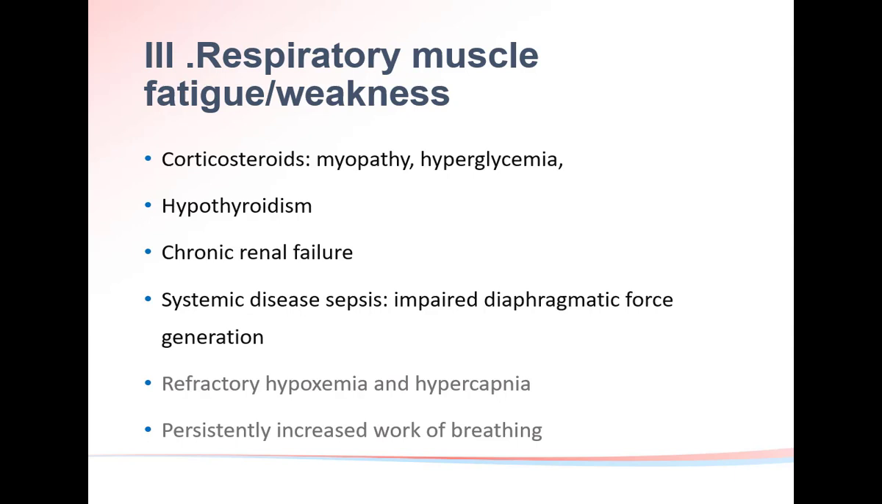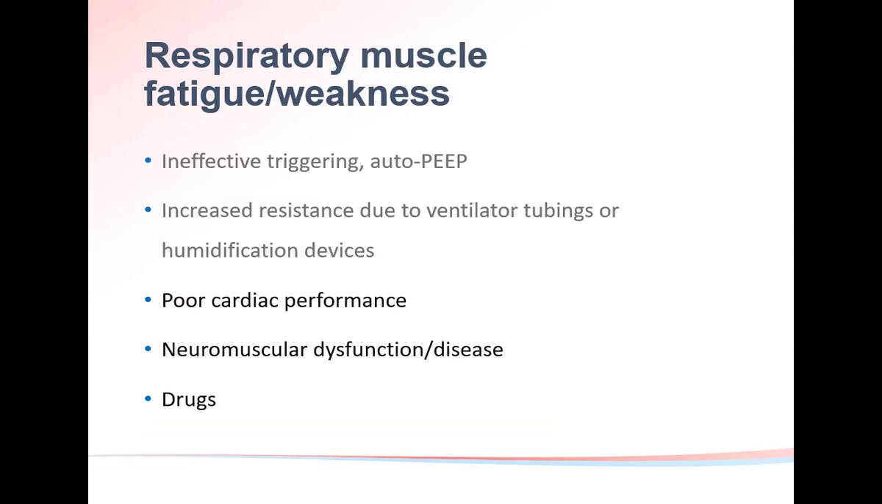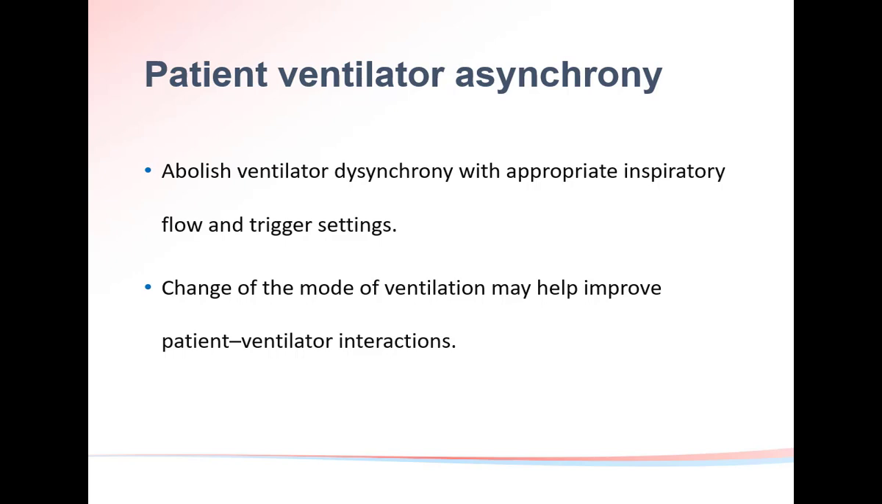Respiratory muscle weakness, steroids, myopathy: you need to think of reducing the doses of steroids. Hypothyroidism comes everywhere. Sepsis is still not resolved. These are refractory hypoxemia and hypercapnia. All these things will lead to respiratory muscle weakness, which you need to take care of in these patients.